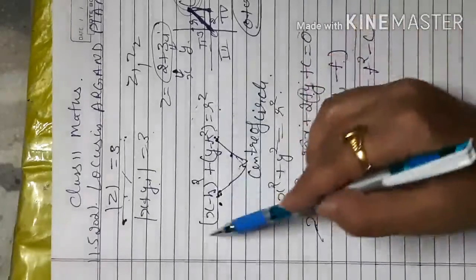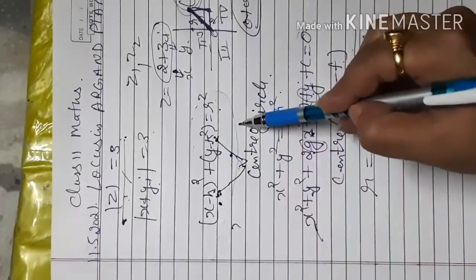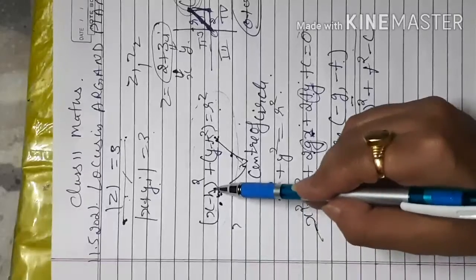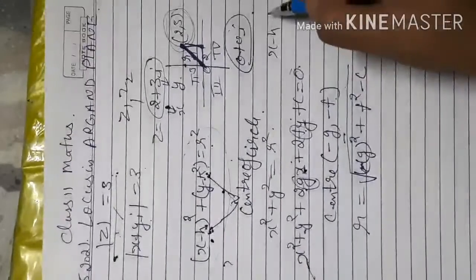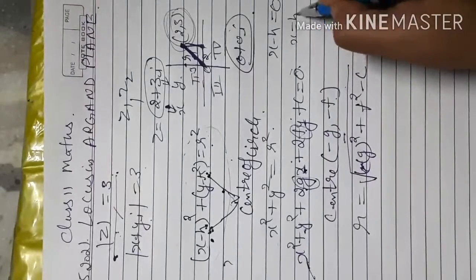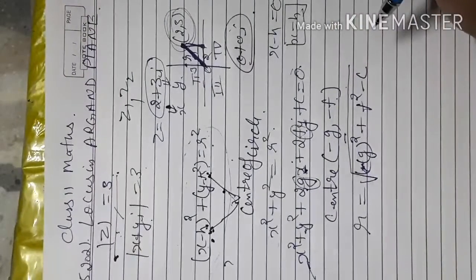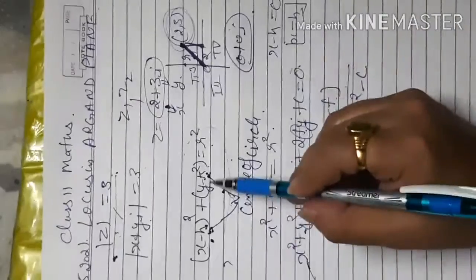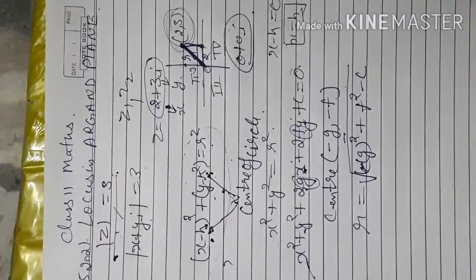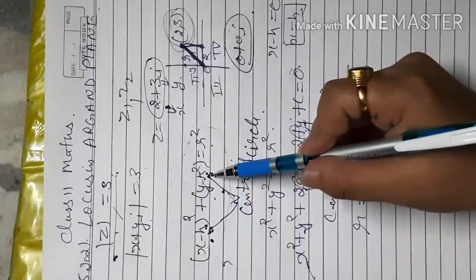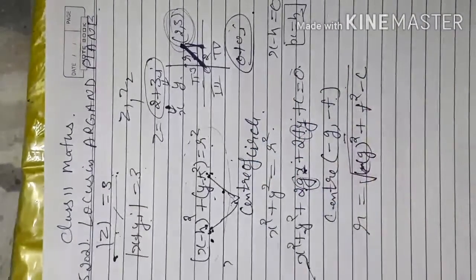But if your equation is directly made in the form of this, you can directly pick: x minus h is equal to 0, then x is equal to h will be the center of the circle. Here also, y minus k is equal to 0, then k will be directly considered as your center of the circle. Remember, don't forget to consider the sign also.